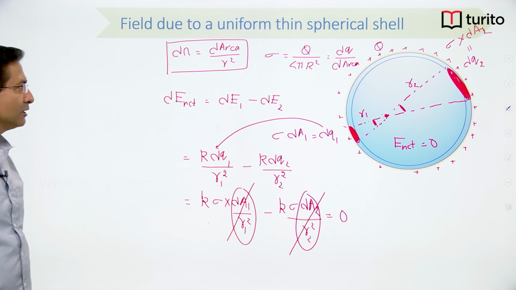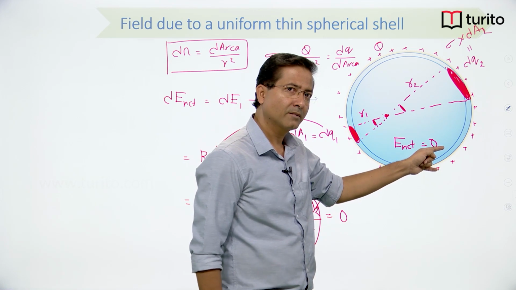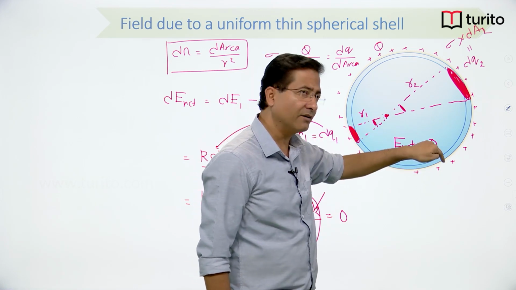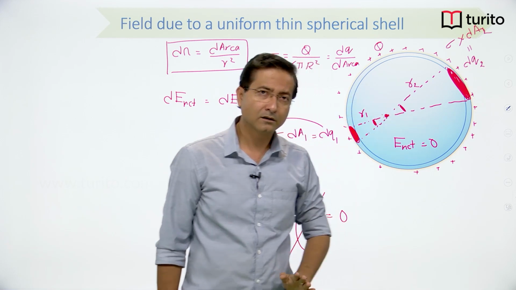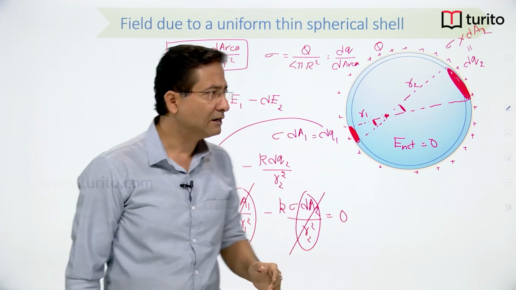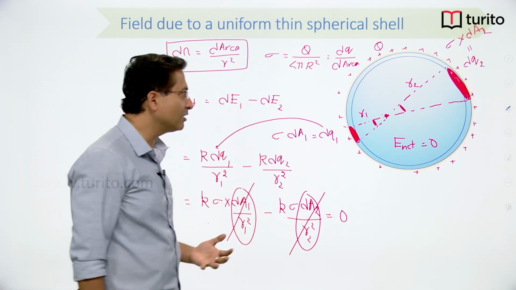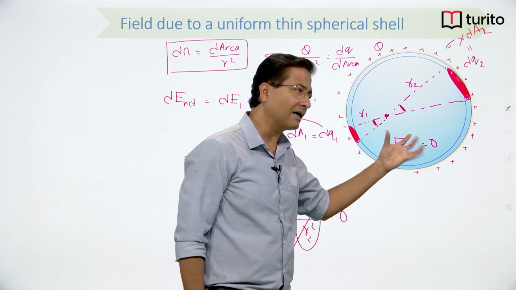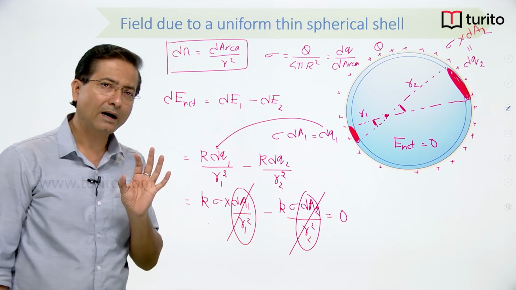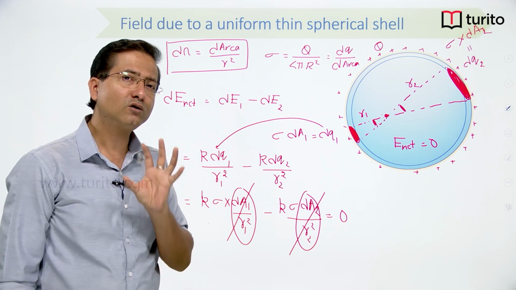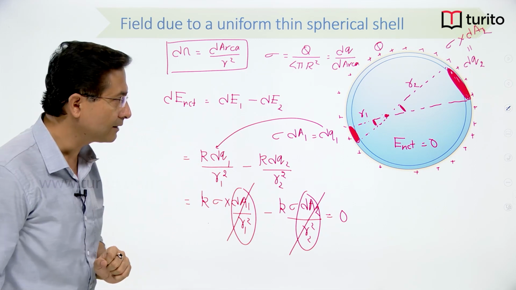Another way of doing is you can take a ring on the surface, and write the field created by the ring and integrate from 0 to pi, then you will get the same result 0. But as that is mathematically complicated, I am not following that method. I hope this method is clear, right. So, at every point inside a uniformly charged spherical shell, field is 0, right.